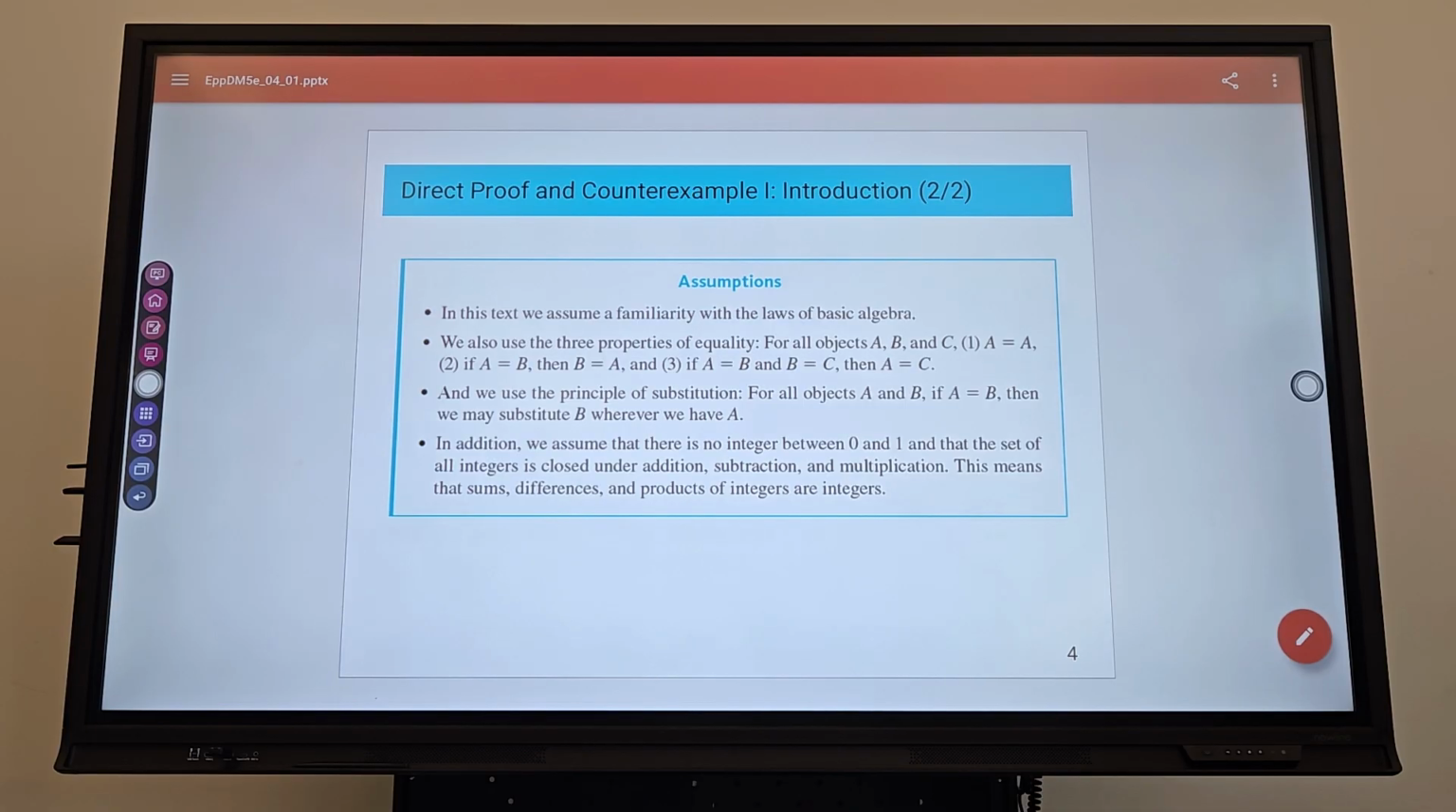In addition, there is no integer between 0 and 1, and the set of all integers is closed under addition, subtraction, and multiplication. This means that sums, differences, and products of integers are integers.